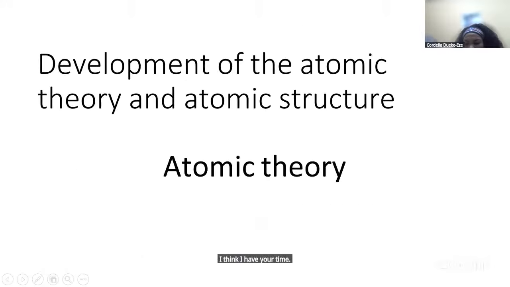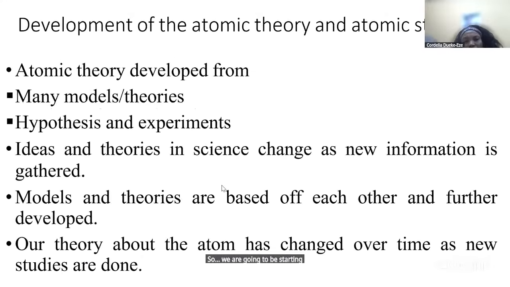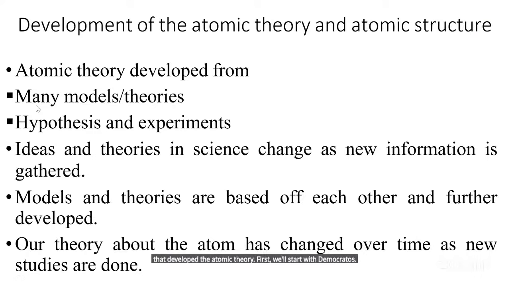So we are going to be starting with the earlier scientists that developed the atomic theory. First, we'll start with Democritus. Now, this is going to be like a story lecture, the way our grandparents tell us stories. We sit down, they tell us what is happening. So it's going to be flowing that way, so that I will just mention the most important developments by each of the scientists.